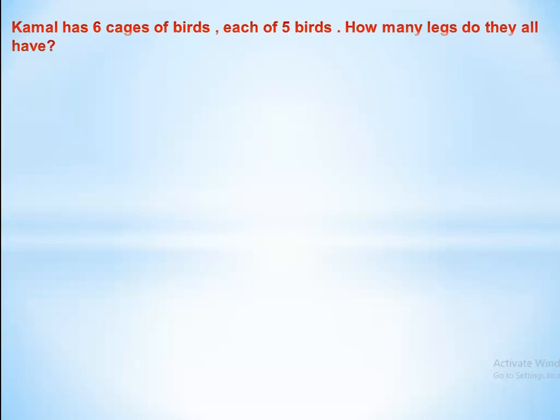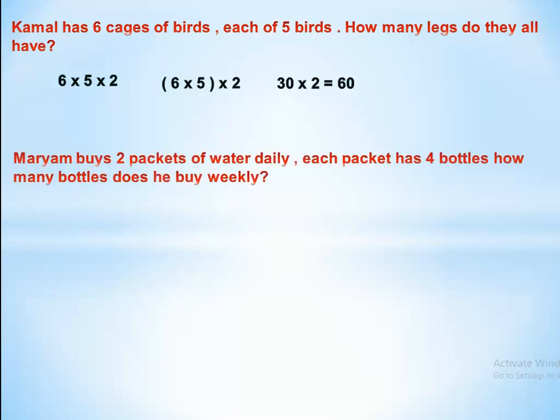Kamal has 6 cages of birds. Each has 5 birds. How many legs do they all have? Okay, we know that each bird has 2 legs. So Kamal has 6 cages. Each cage has 5 birds, so it will be 6 times 5, and each bird has 2 legs. So it will be 6 times 5 times 2. Let's use the associative property. We can group 6 times 5. It will be 30 times 2 equals 60.